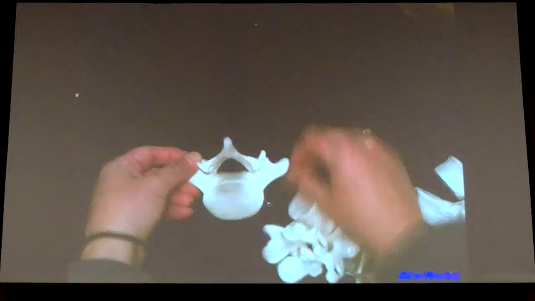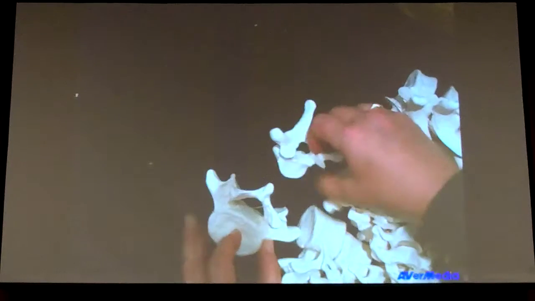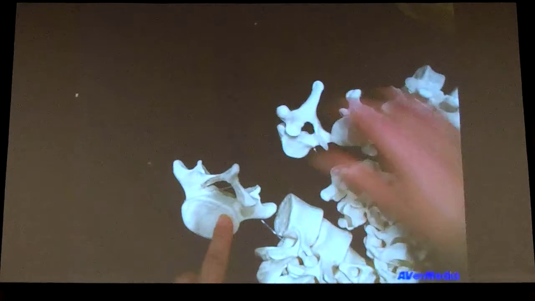Let's turn it up right side up like that, okay? Let's compare that to one from the chest region, like this one over here. These are all strung together, so it's hard to separate them. Let's see if I can separate it like that. There's a huge difference here. So why is that one so big?